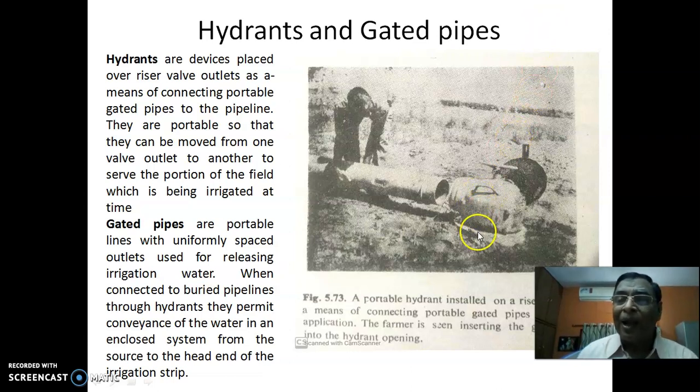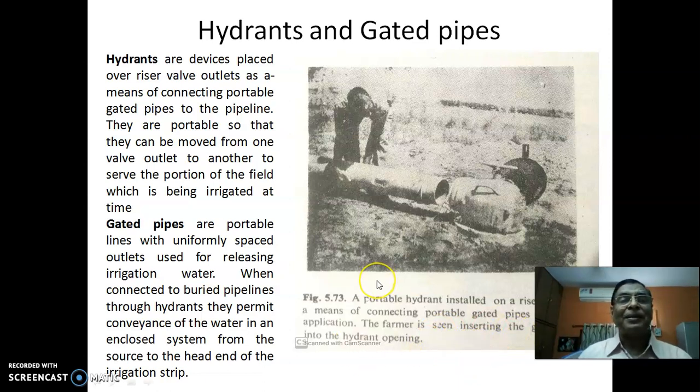What we do is, after the riser, you substitute one other instrument called a hydrant, which is fixed on the riser, and again this is fixed with the gated pipe. So this pipe on the surface will run. See how a portable hydrant is installed on a riser valve as a means of connecting a portable gated pipe for water application. The farmer is seen inserting the gated pipe into the hydrant opening.